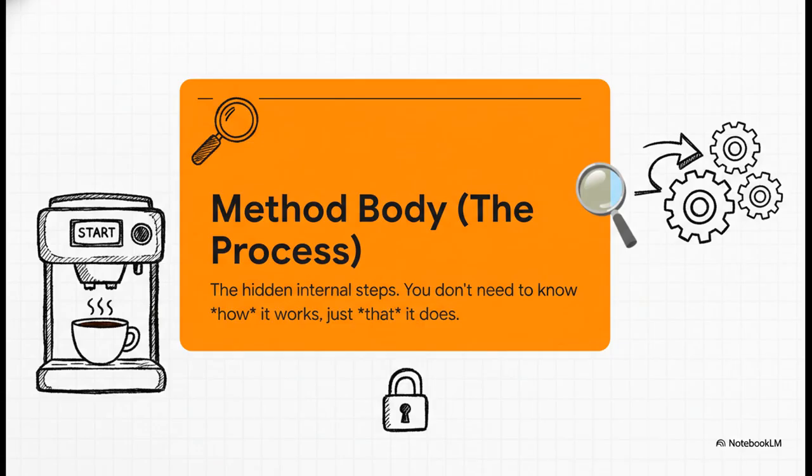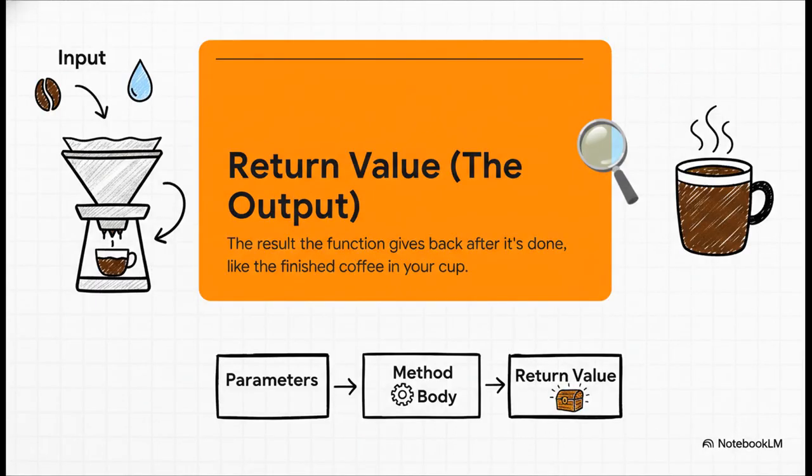And what about that hidden process inside the machine? Well, that's called the method body. And this is such a brilliant example of a key concept called implementation hiding. You don't need to know the engineering of a coffee machine to use it, right? You just trust that when you press start, you get coffee. All those messy details are hidden, which keeps things simple for you, the user. And finally, that amazing cup of coffee you get at the end, that's the return value.